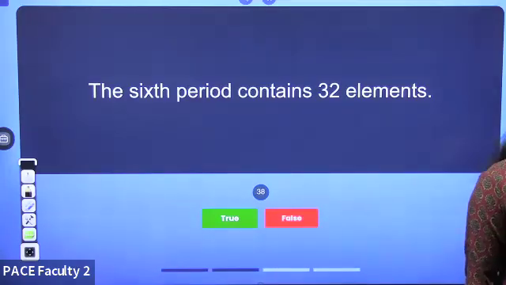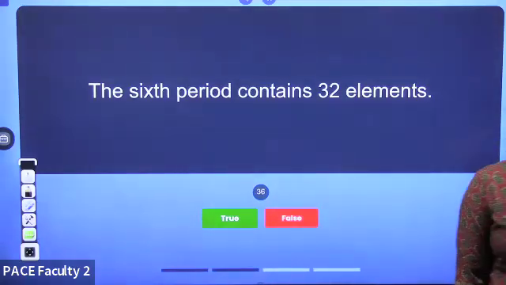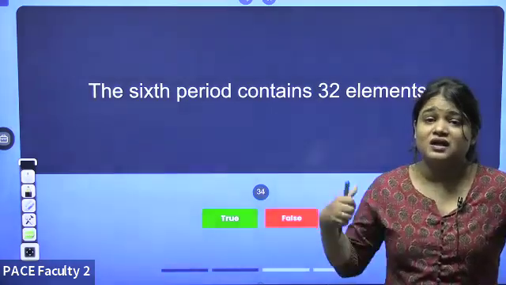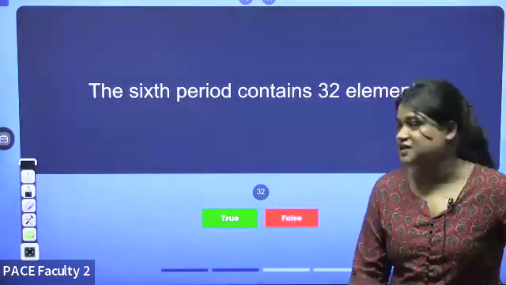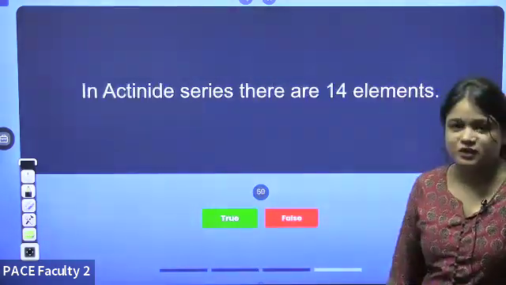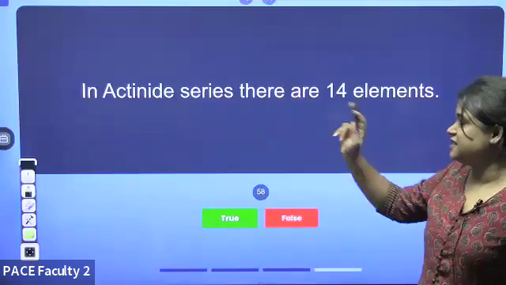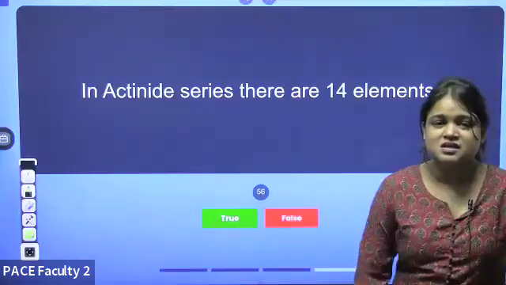Ambasa is saying also true. ठीक है भाई. Yes, beta, it contains 32. These are called the longest periods, right? Very good. In actinide series, there are 14 elements.